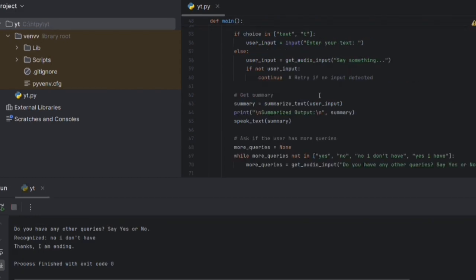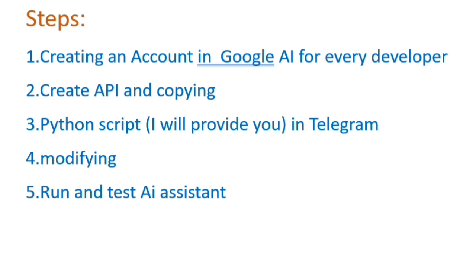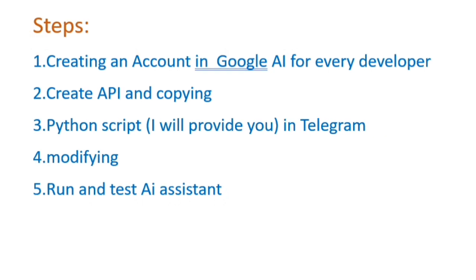Say yes or no. Interested in doing this project? I will teach you from starting to ending. There are totally 5 steps to complete this project. The first step is create an account in Google AI for every developer. Second step is creating API and saving it. The third step is Python script. I will provide you in my Telegram channel and my Telegram channel link in description. Fourth step is modifying the code according to your API key. The fifth step is running and testing your AI assistant.